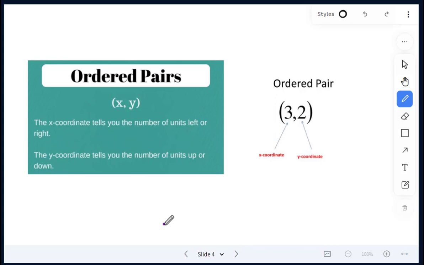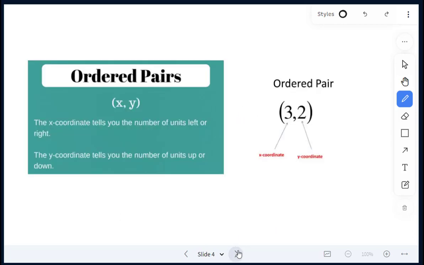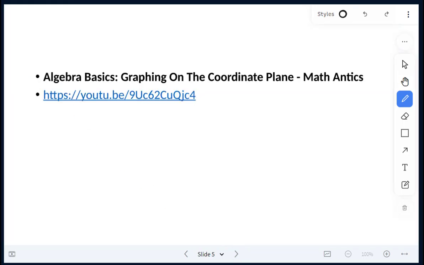All right, and then ordered pairs, like I said, the x-coordinate tells you the number of units you're going to move left or right on the x-axis, and then the y-coordinate tells you the number of units you're going to move up or down on the y-axis. So in this question, we have the ordered pair positive 3, positive 2. You know it would go into quadrant 1. 1, 2, 3, up to 1, 2. That's where your point would be right there. Okay, I'll pause here.